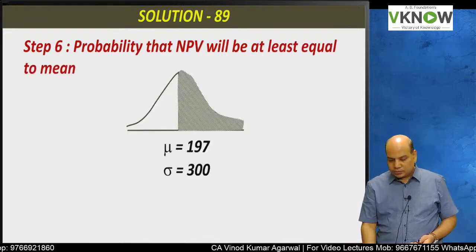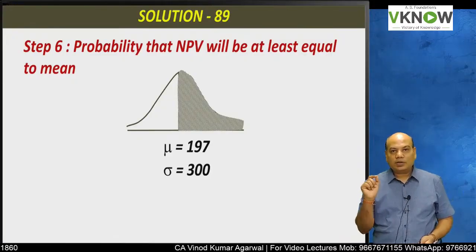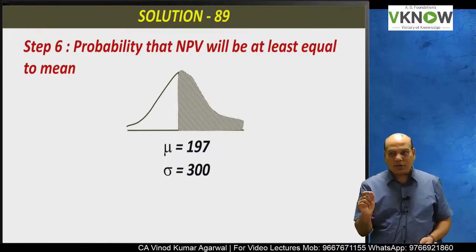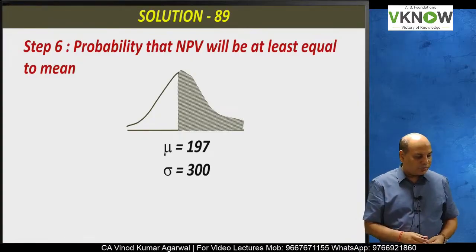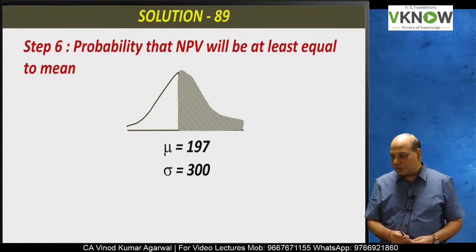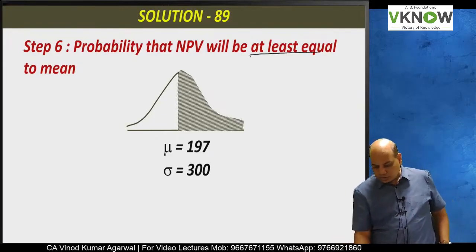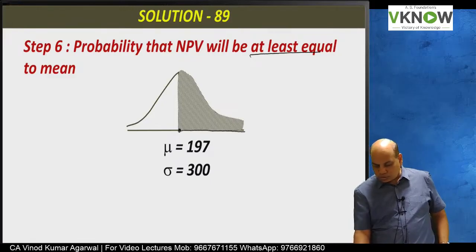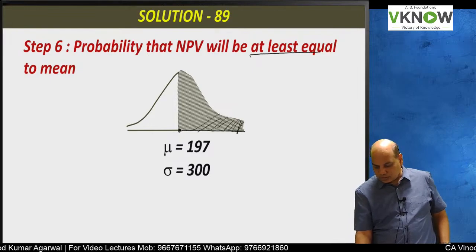Next answer, step number 6, probability that NPV will be at least equal to the mean. Equal to the mean or at least equal to the mean means either 197 or more than 197. So I need to find the probability of this area.